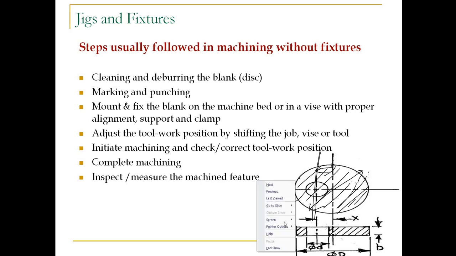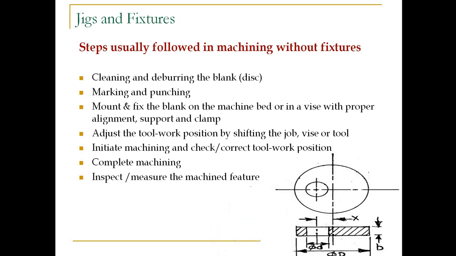Punching is what? Ultimately we will have to make a punch with a solid punch, or you can say a permanent punch, and mark over here so that a hole of diameter d can be marked. With the scratcher you will have to define this distance, and draw this line with the help of a permanent scratcher. After that you can go for punching over here, so that the hole can be punched and drilled to a specific diameter. The next step is to mount and fix the blank on the machine bed or in a vise with proper alignment, support and clamp.